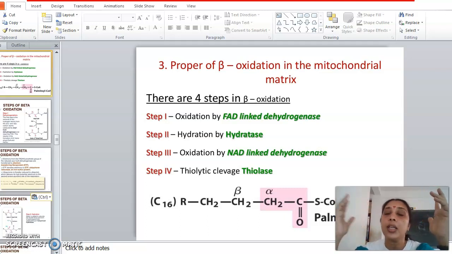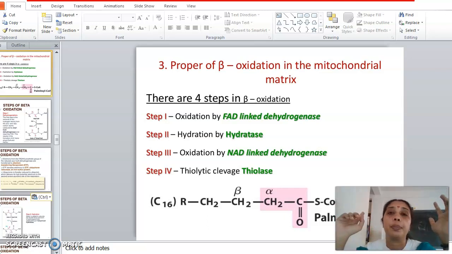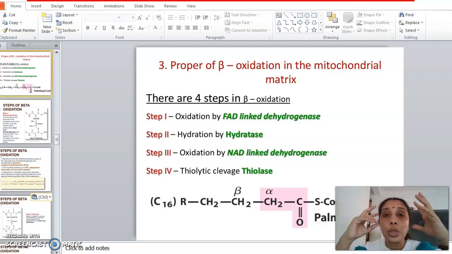CoA starts here. So palmitoyl CoA will be subjected to oxidation at the beta position, which is why it is known as beta oxidation. It is a cyclic process in which each beta oxidation consists of 4 different steps, and at the end of each cycle, what happens? A 2-carbon molecule is split off and removed in the form of acetyl CoA.